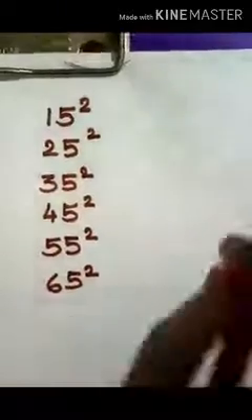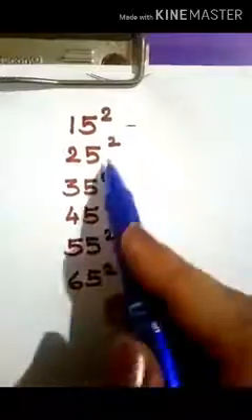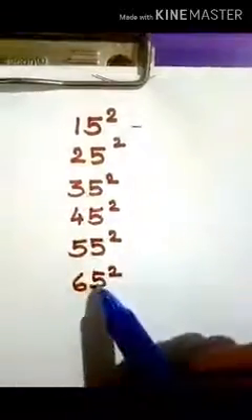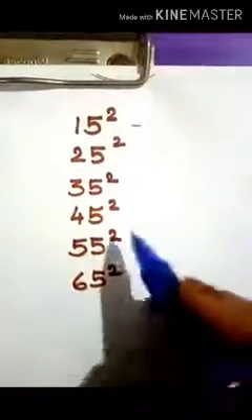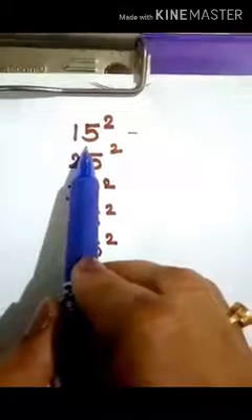Let's see another one. This is also interesting and easy to find. For this, first see the numbers. Which type of numbers are here? All numbers which are ending in 5. 15, 25, 35, 45 and so on. Now how to find the square without multiplying? There is a short method.